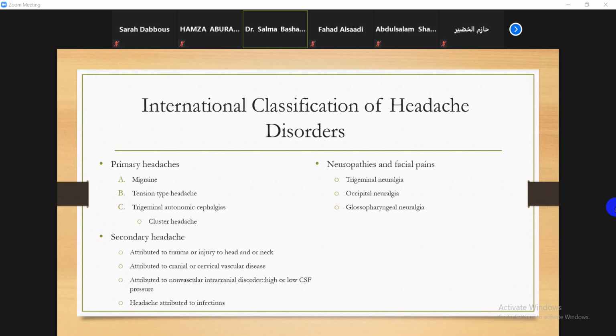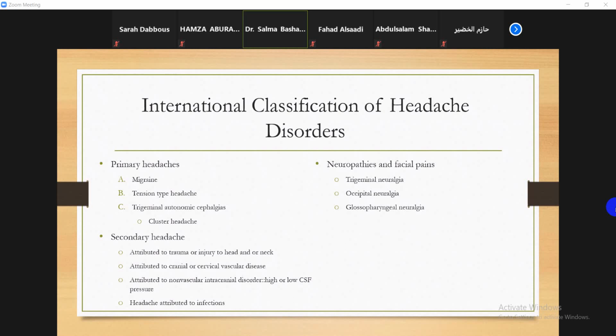So simply they divide headaches into primary headache disorders, secondary headache disorders, and neuropathies with facial pain. Primary headaches means there is no underlying cause for the headache, and this includes migraine, tension headache, and cluster headache. Secondary causes of headache are multiple. I will list some here in this slide. So headache attributed to trauma or injuries to the head or the neck, headache attributed to cranial or cervical vascular disease. So any vascular disease like stroke, subarachnoid hemorrhage, epidural hematoma, or subdural hematoma, any of that can cause headache. We call it vascular cause.